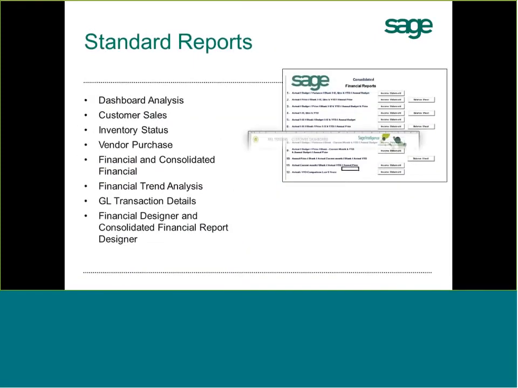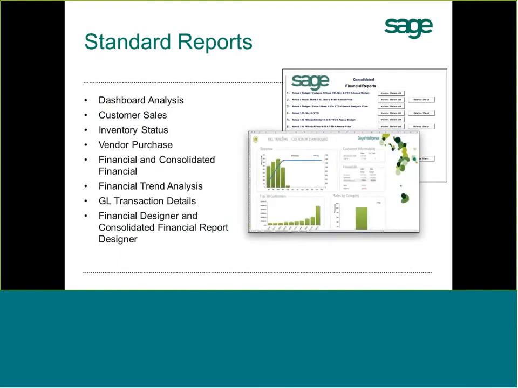All right, this is just a view. I want to make sure everyone's screens are refreshed. This is a view of all of our standard reports. As I mentioned in the previous slide, we have the dashboard analysis report. There are customer sales reports, and these are all standard reports that are shipped with Sage Intelligence. There are inventory and vendor purchase reports that I mentioned earlier that are operationally based. And then, of course, your financial and consolidated financial reports, including your trend analysis and your GL transaction detail reports.